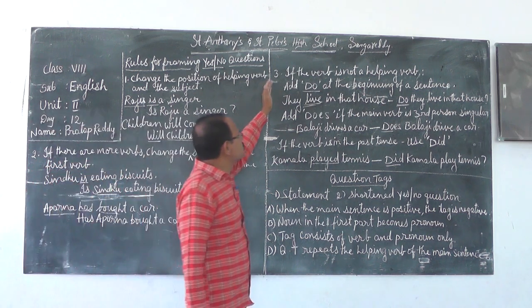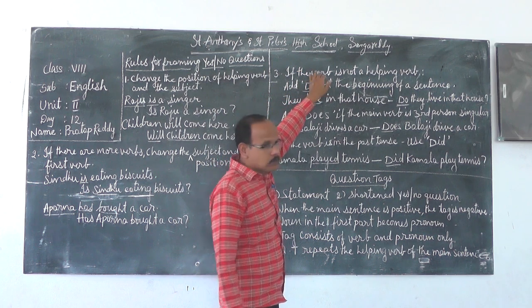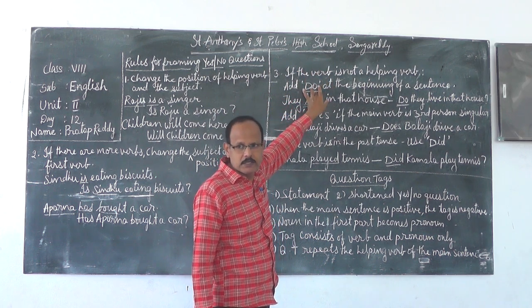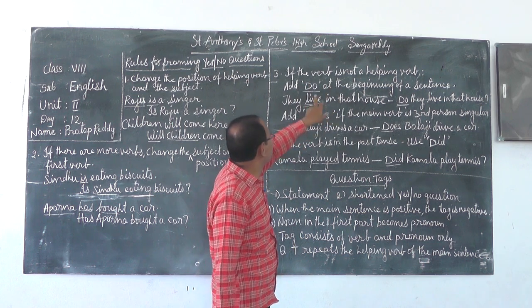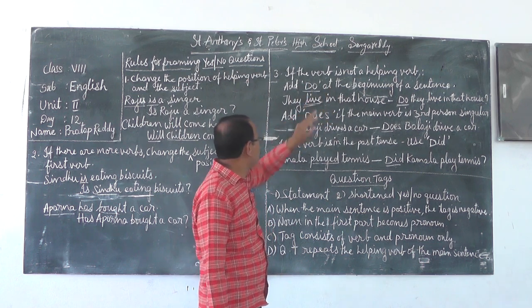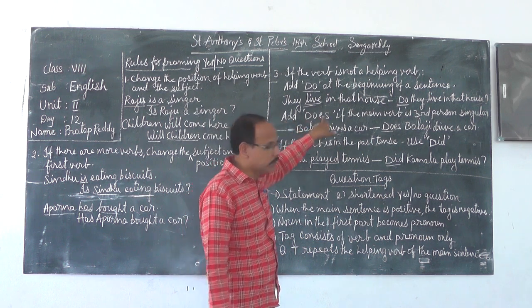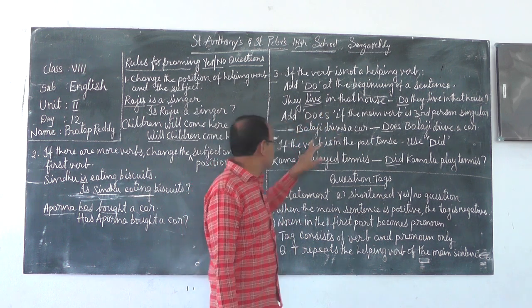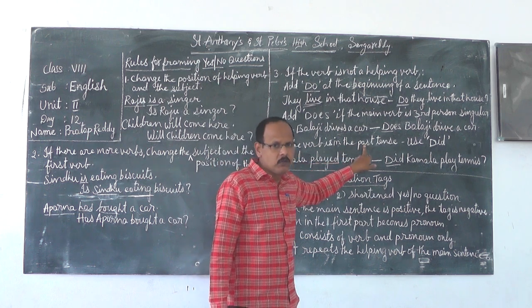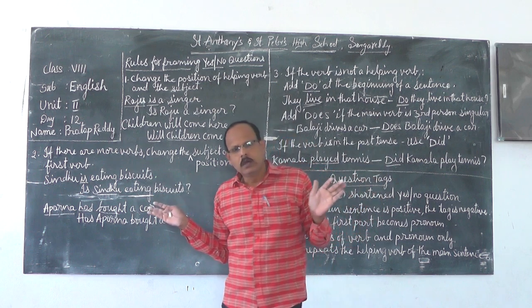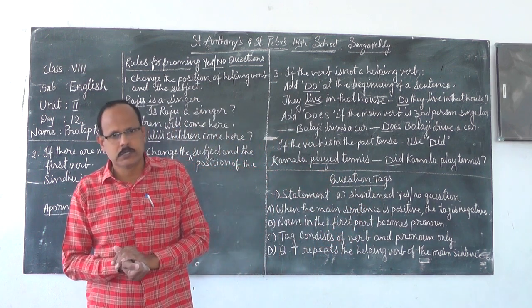And the third rule is, if the verb is not a helping verb, it is a main verb. If the verb is in present tense, in the question we should begin with do. And if the subject is third person singular, we should begin with does. If the verb is in the past tense, we should begin the question with the word did. Have you understood how to frame yes-no questions?